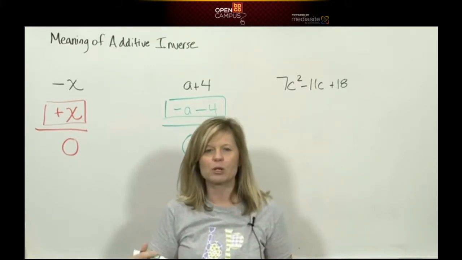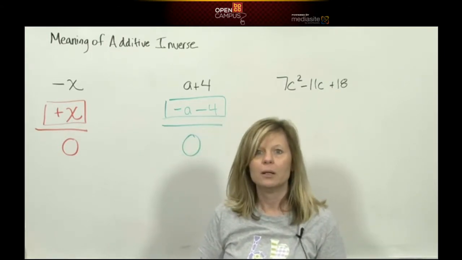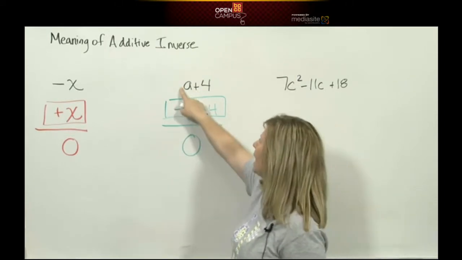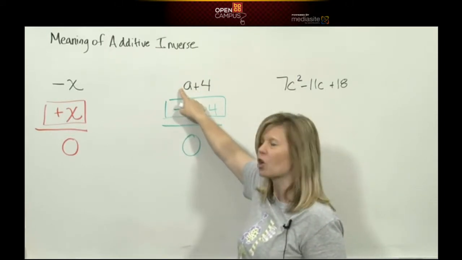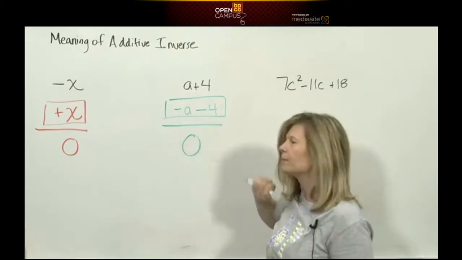So in algebra, when we're talking about finding an additive inverse, what are we really doing? All we're really doing is changing the signs. We're making the sign in front of the term the opposite.